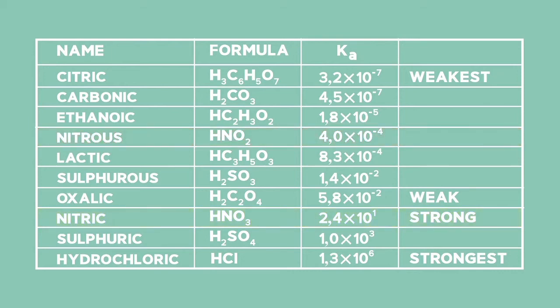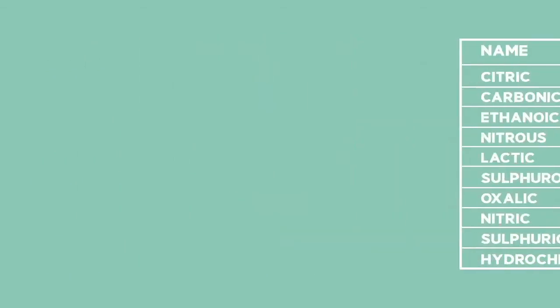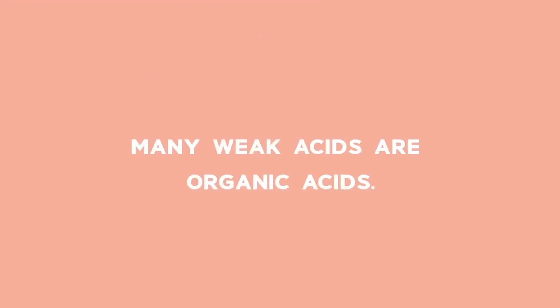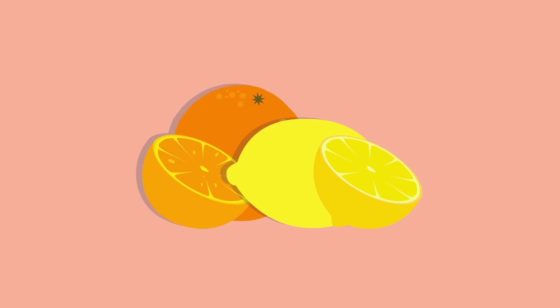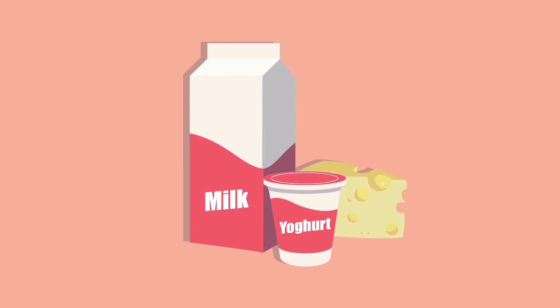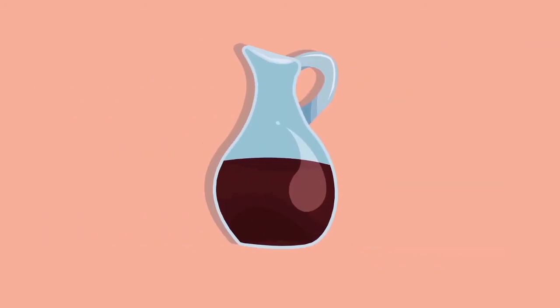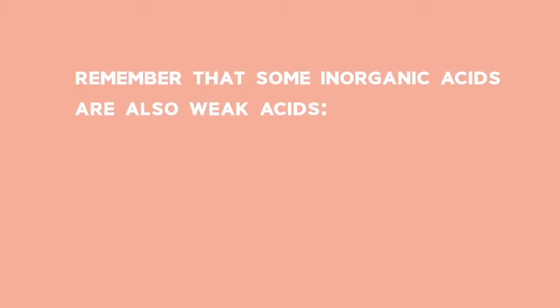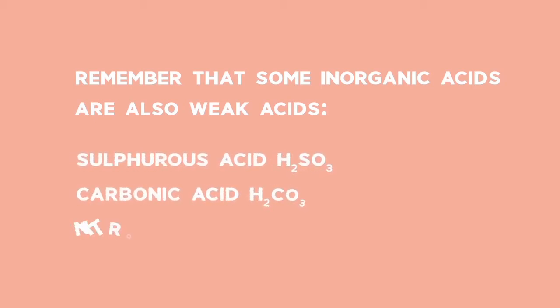The strong acids are the inorganic acids: hydrochloric, sulfuric, and nitric acid. Many weak acids are organic acids. Many fruits, besides citrus fruit, contain citric acid. Lactic acid is found in sour milk. Ethanoic acid gives the characteristic smell and taste to vinegar. However, remember that some inorganic acids are also weak acids: sulfurous acid, carbonic acid, nitrous acid.